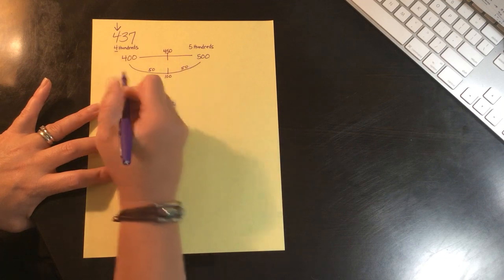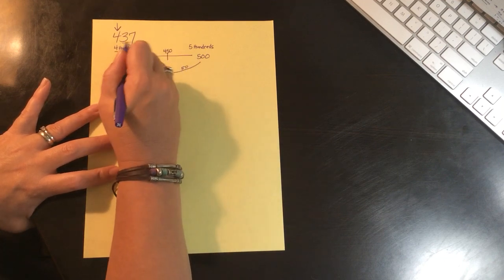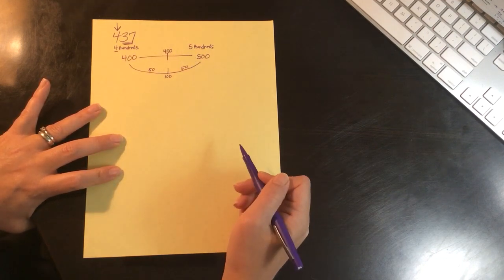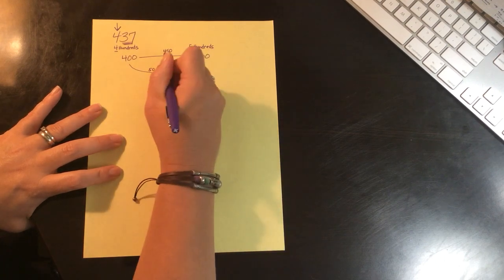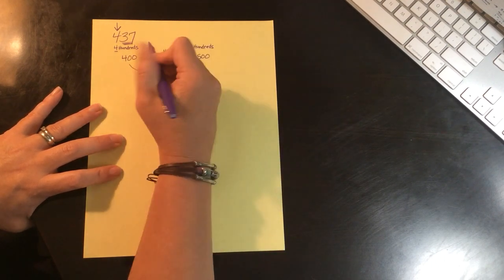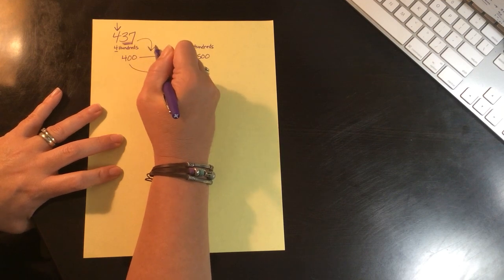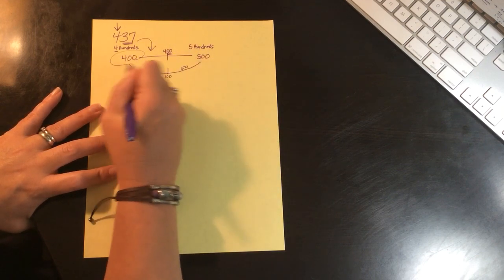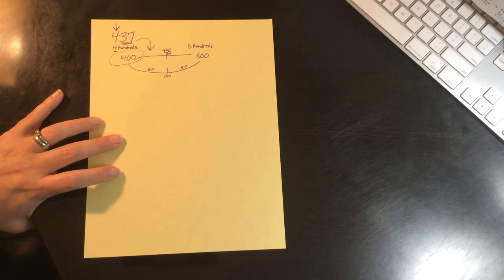So let's take a look. I have 4 hundreds and 37 ones. The midpoint is 4 hundreds and 50 ones. I don't have enough. This number would fall on this side of the number line, meaning I would round to the 400.